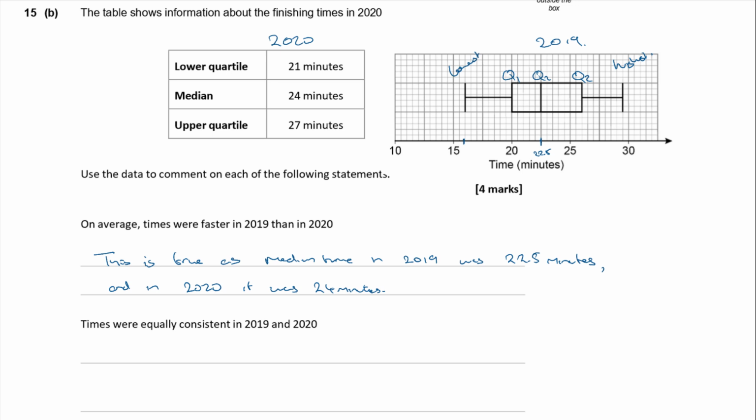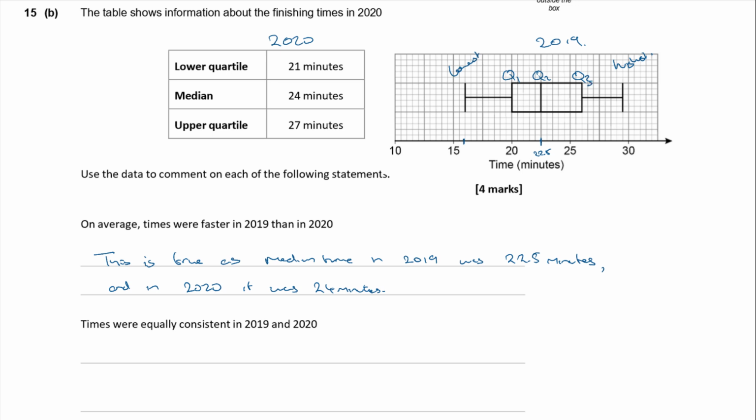And it says times were equally consistent in 2019 and 2020. So to comment on consistency, we need a measure of dispersion. Okay, so on the box plot, we could work out range, which is the highest minus the lowest value, but we can also work out interquartile range because we've got the upper quartile and the lower quartile. I just noticed I wrote Q2 on that, did I? Meant to be Q3 anyway.